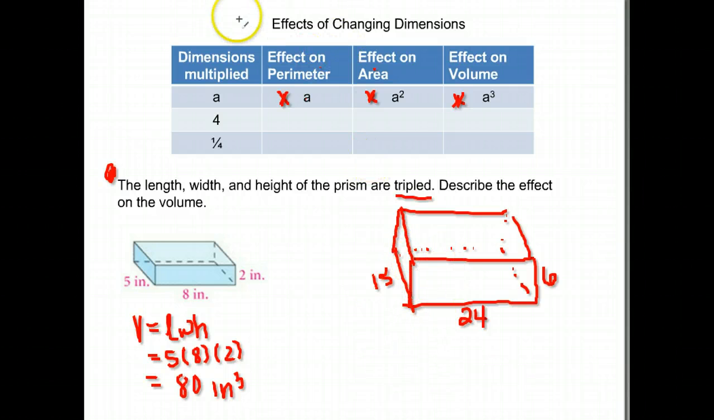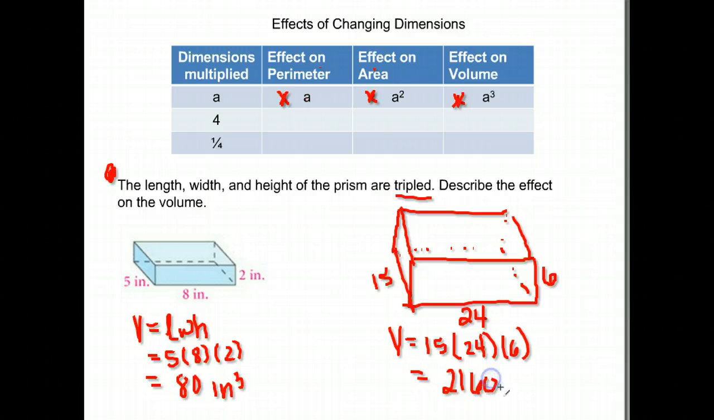Well, to know that, we have to find the volume. So the volume here, again, would be length times width times height. But this time it's 15 times 24 times 6. That gives me 2,160. So by just tripling each of our measurements, notice the change. It went from 80 to 2,160. And that would be in cubic inches.